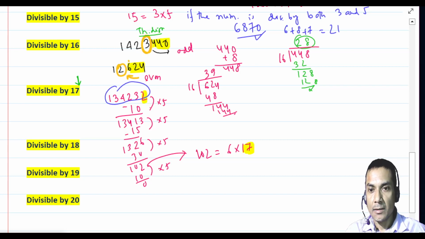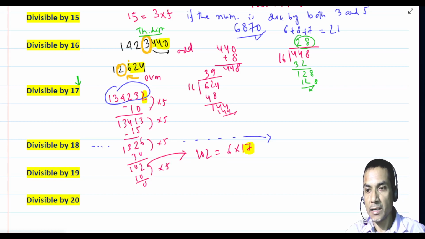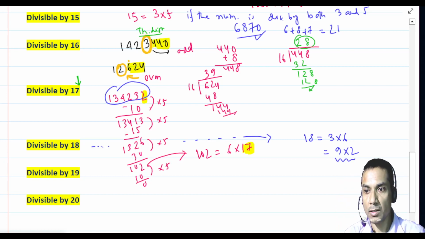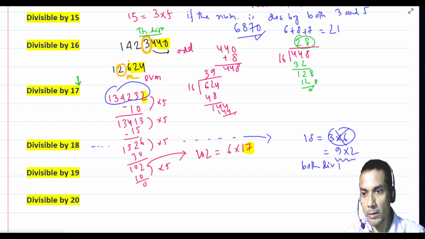What is the rule of 18? Both divisible by 3 and 6? No, better you consider 9 and 2, because 6 includes 3 also. So if the number is divisible by both 2 and 9, then you can say that the number is divisible by 18. Clear?